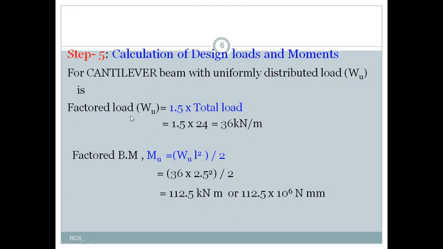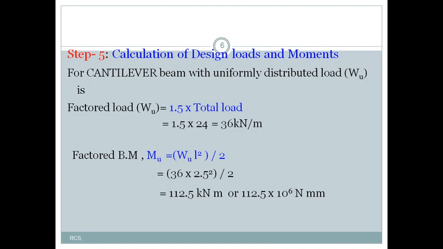From this factored load we have to calculate the factored bending moment. The factored bending moment is WL square by 2. When a cantilever beam is subjected to UDL throughout, we get the maximum deflection at the free end and the maximum bending moment at the free end, that is WL square by 2. Then W is 36 and L is 2.5, in terms of meters and kilonewton per meter. I am substituting here, divided by 2. If we calculate this, we will get 112.5 kilonewton meter, or 112.5 into 10 to the power of 6 Newton mm. So now we have calculated the factored load and factored bending moment.